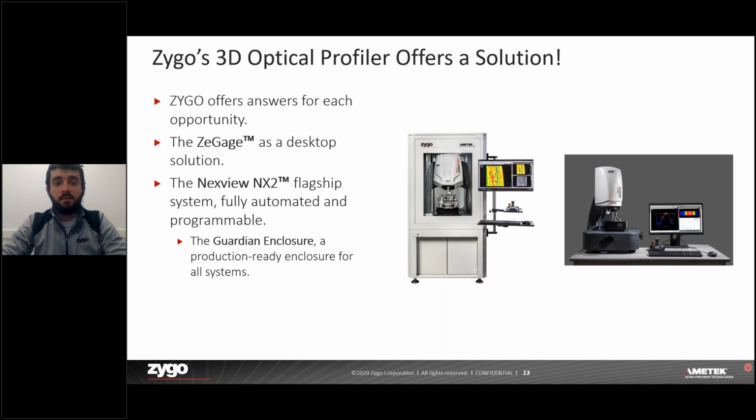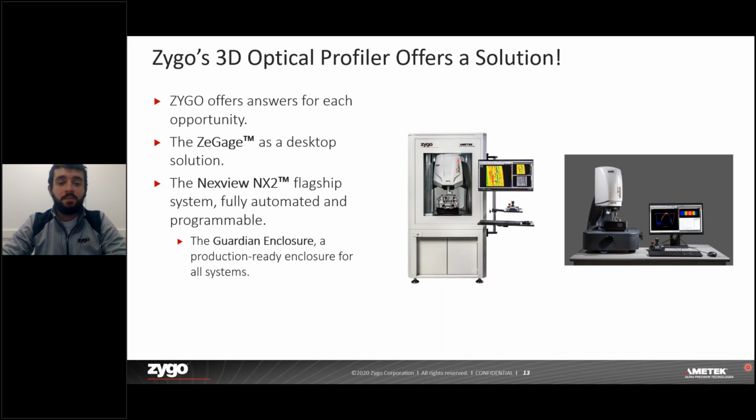So we offer a suite of optical profilers. Our desktop solution is the Z-Gauge, and our flagship system is the NextView NX2. What's nice about the Z-Gauge is it can be placed right on a tabletop and can give you quick results. The advantage of the NX2 is it's fully automatable and programmable. So this is what we offer for your turnkey solutions. You can have an operator come up, one button click, and it will give you all the results you need to make decisions on your manufacturing processes.